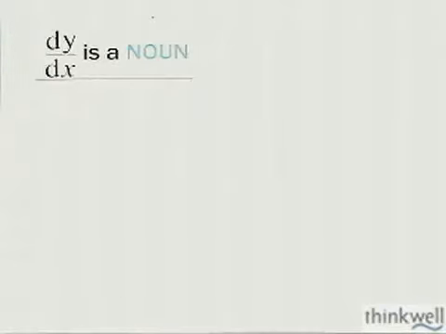Right. Let's get going and take a look at how to take derivatives of things that aren't even functions. Let's recap here. First, a little vocabulary lesson. Let me remind you that dy dx, that's the derivative of y with respect to x. That is a noun. That is an object.